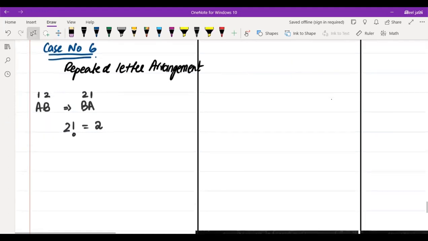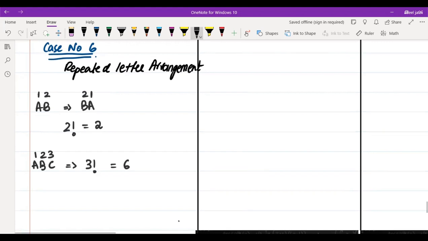Similarly, we had A, B, C. For ABC, what we did was we had 1, 2, and 3 letters. To obviously arrange them, we used 3 factorial, which was equal to 6 ways of writing A, B, C.